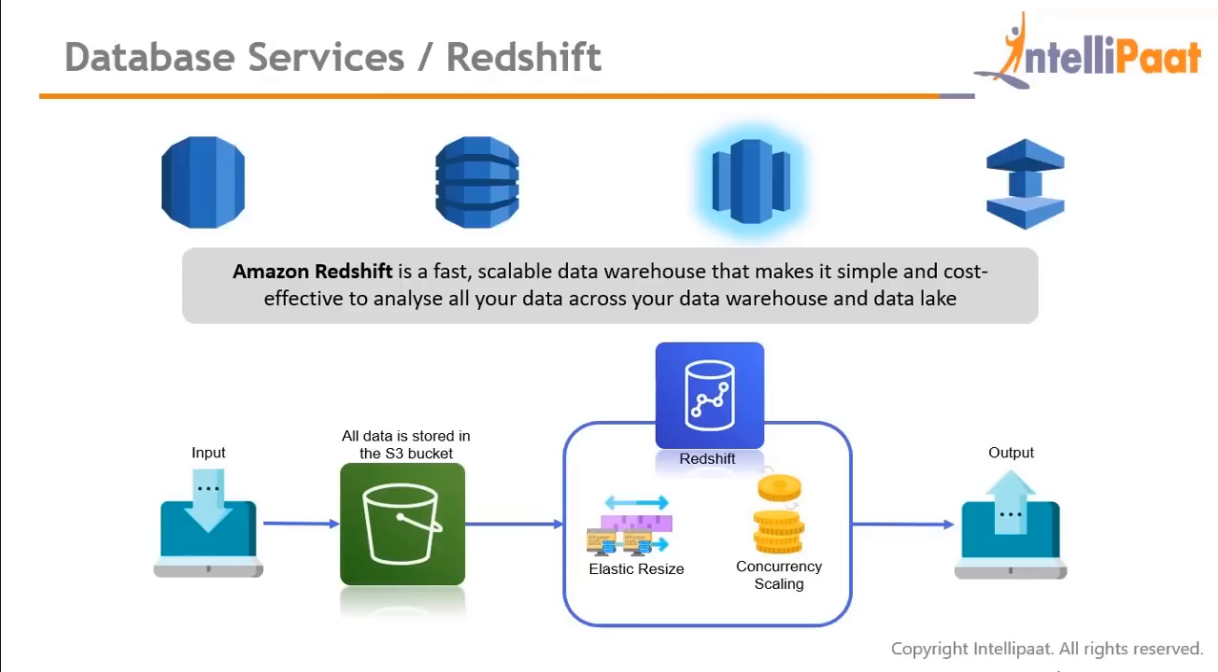So go into this illustration. Check out, first there is an input, then there is an S3 bucket to store that data which is inputted. Then after that there is Redshift. What Redshift does here is store all the raw data inside. Also it has elastic resize and concurrent scaling. These are a few of its attributes.